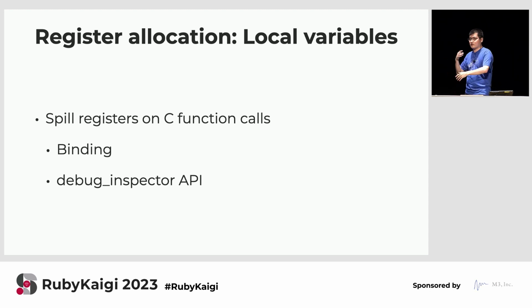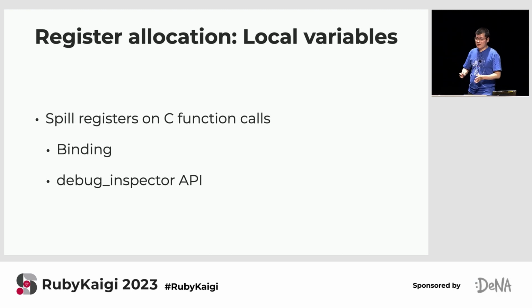But the thing that you need to care about when you are optimizing local variables is you have something like binding, and binding local variable get will allow you to read the local variable from memory. So you have to de-optimize when that kind of method is called. The other thing is the debug inspector API, which is another C function that allows you to do something like caller binding, or binding of callers.